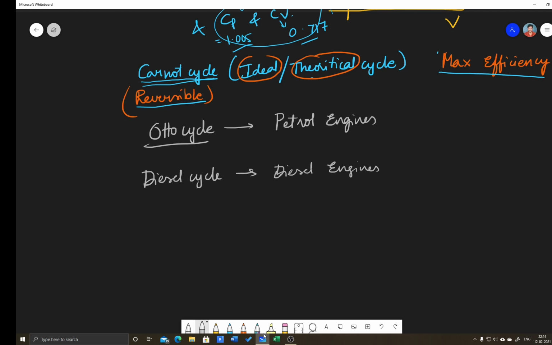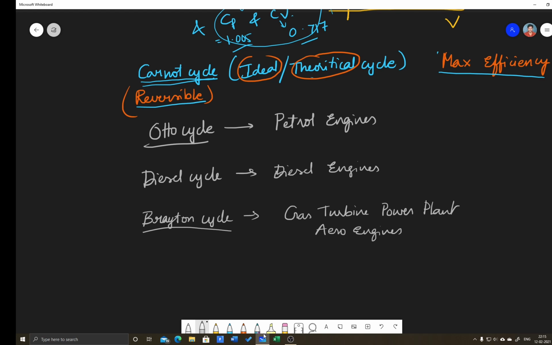And again there is another cycle, Brayton cycle. This is used in gas turbine power plants, and also aero engines which are used in aeroplanes implement this Brayton cycle. These 4 cycles we'll study in this chapter, and we'll try to see how these cycles are implemented in an engine. So first let us discuss about Carnot cycle.